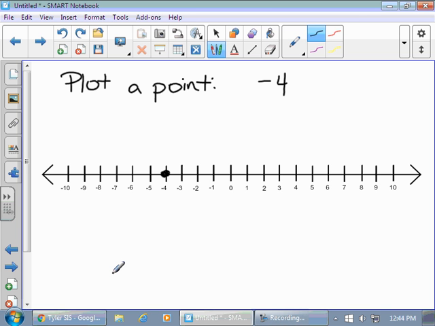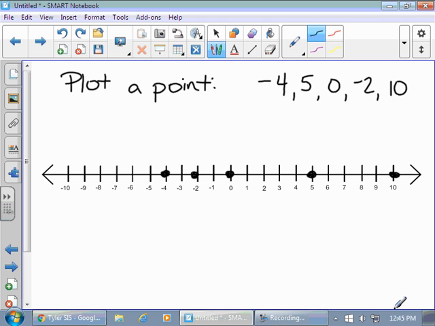Okay. All right. Now, so now they may ask me to plot. They may put several points on there. And say, okay, plot all those points. So what do they want you to do? Put a dot on each one. So here is -4. Here is +5. Here's 0. Here's -2. And there's 10.